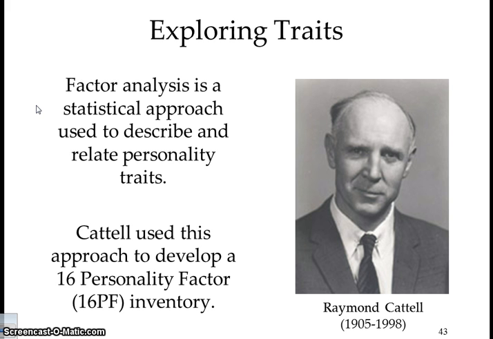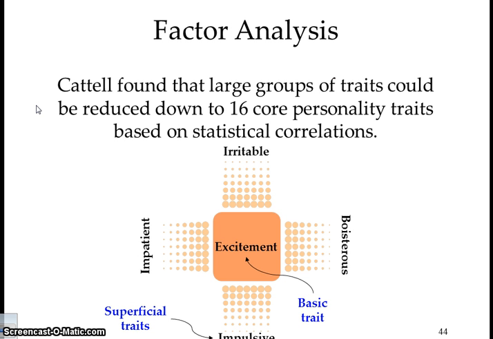Now, Cattell looks at those 18,000 and says that's way too many words, so he tries to break it down into 16 personality factors. How he does it is he uses factor analysis, a statistical approach to describing a person's personality and how it relates to them. So here's what Cattell does. He looks at somebody's basic trait of excitement, and here are some words that would describe the person. So there are 16 core personality traits, all based on statistical correlations.